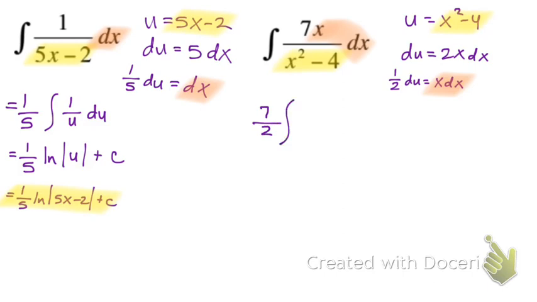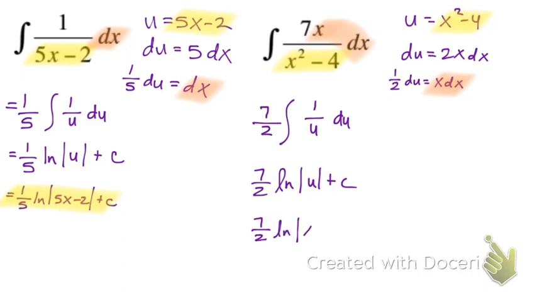And this is the integral of 1 over u du. The integral of 1 over u is ln, so this is 7/2 times ln of the absolute value of u plus c. If I replace u with what it equals, I get 7/2 times the natural log of x squared minus 4 plus c. Final answer.